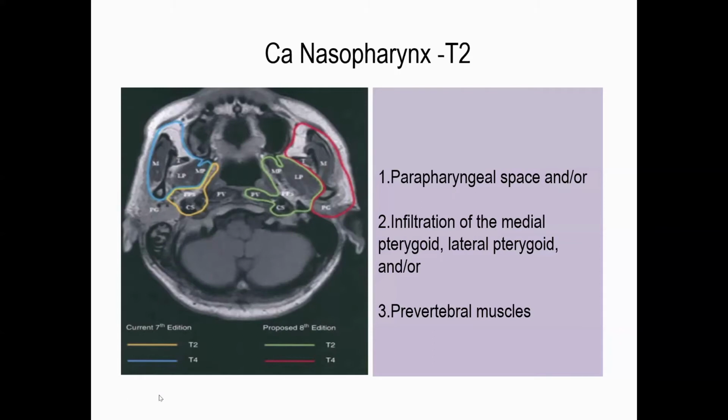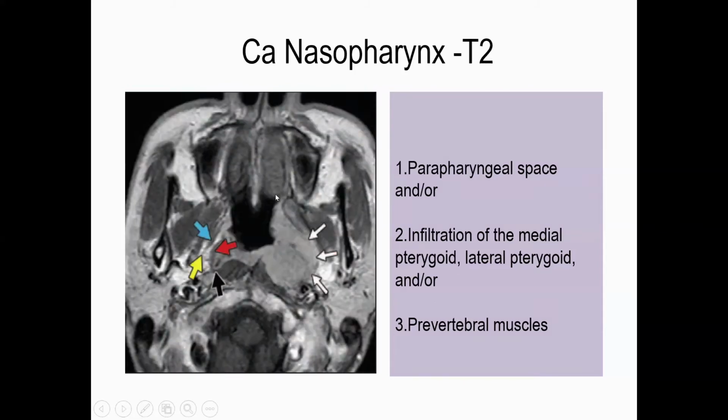Now, that is the difference between the 7th and the 8th. I will show you examples for each. Suppose you have this typical MRI, it's a T2. Can you make out the prevertebral muscle? Here on the right side it is intact, whereas on this side the prevertebral muscle is infiltrated by the tumor. The parapharyngeal space is involved, and the medial pterygoid muscle is involved. So all three factors, the prevertebral muscle involvement, the parapharyngeal space, and medial pterygoid involvement, are there.